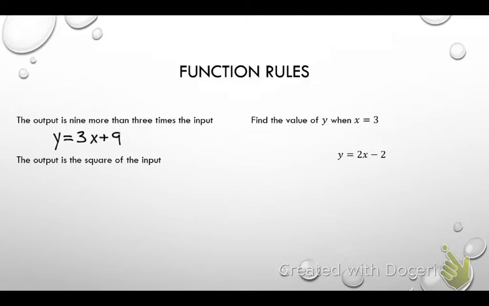All right, the output is the square of the input. Sam? Y equals x squared. Y equals x squared. So, again, where you see squared, that definitely means that you're raising it to the second power.